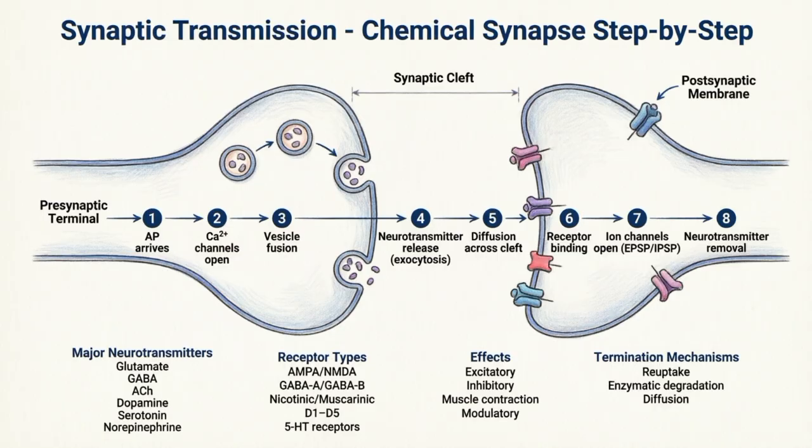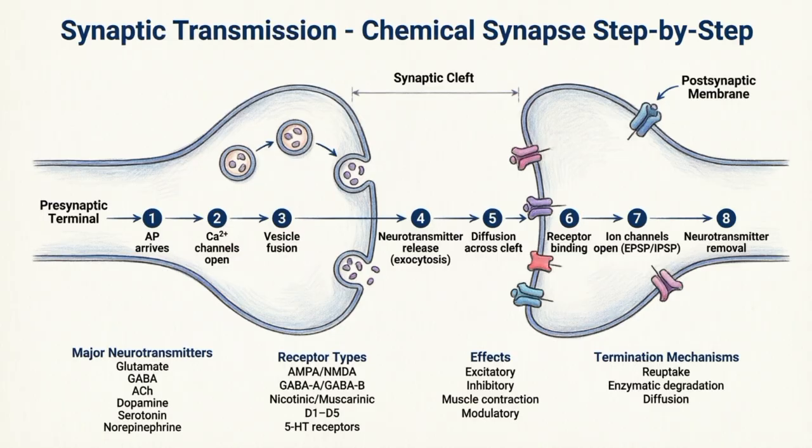This process is called exocytosis. Step 5, diffusion across the synaptic cleft. Neurotransmitter molecules diffuse randomly across the synaptic cleft. This is a passive process driven by random molecular motion. The journey takes less than 1 millisecond.